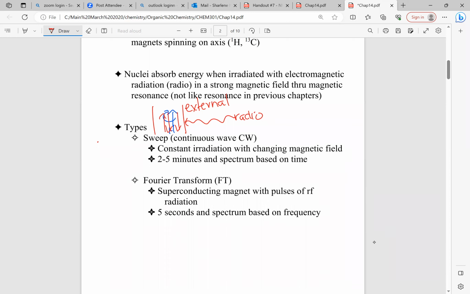All right, so here we have our wonderful little NMR, and there's a couple of types. There's a really old one called a sweep, and it basically just uses continuous waves, so it's a constant radiation while you change the magnetic field. This is the one I used when I was in school. It takes about 2 to 5 minutes to take a spectrum. Luckily, that's not so for you. You use something called Fourier transform, with a superconducting magnet, and it does pulses and takes only about 5 seconds to come up with a spectrum.